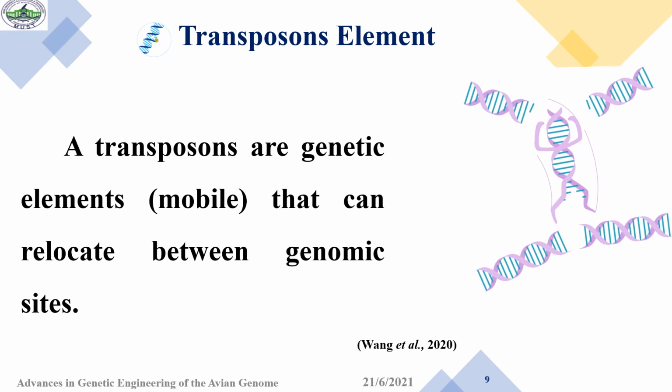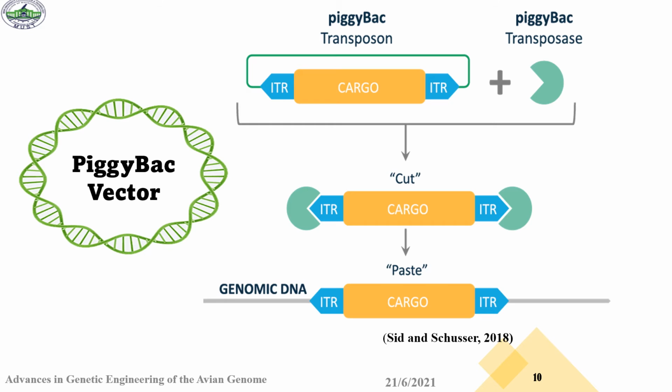The second technique is the transposon element. Transposons are genetic elements that can jump between chromosomes. This characteristic makes them a useful tool for DNA integration into the host genome. Piggybac vector: this type of transposon has two inverted terminal repeats flanking the encoded transposase. It recognizes the TTAA sequence in the genome and inserts at it.